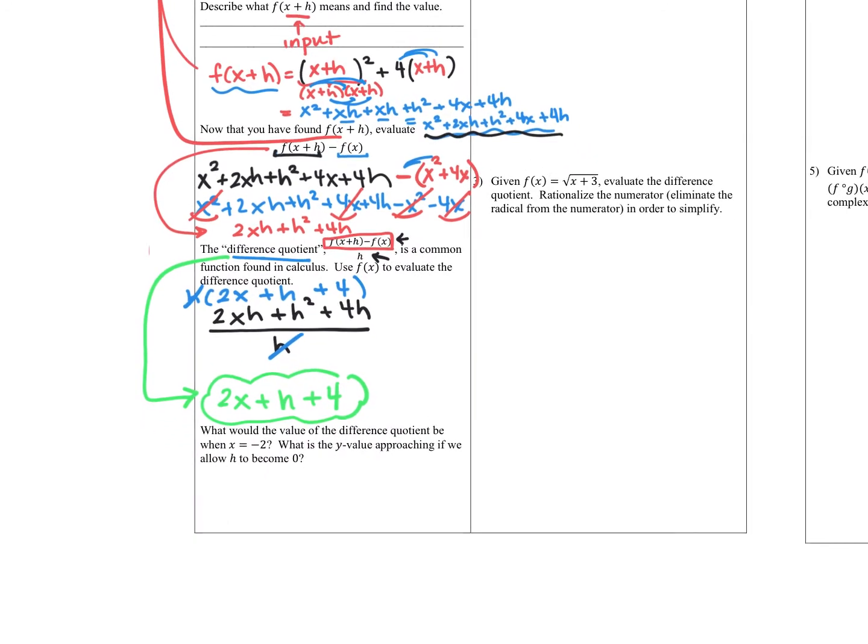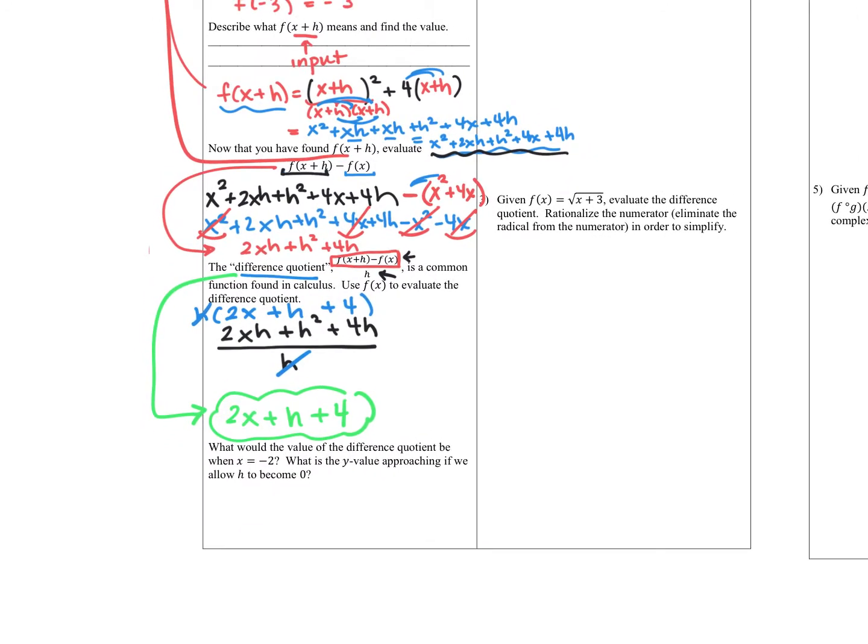Now it asks, what would the value of the difference quotient be when x equals negative 2? So if I'm trying to find that, and again, we're just looking at the step right above, if I put in an x value of negative 2, this will be 2 times negative 2 plus h plus 4, so negative 4 plus h plus 4. The negative 4 and 4 will cancel, we're just left with h. Now the next question says, okay, well, what's the y value approaching if we allow h to become 0? So again, our function right here, this is our difference quotient.